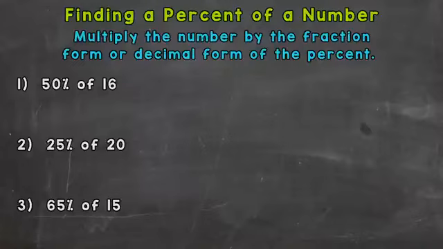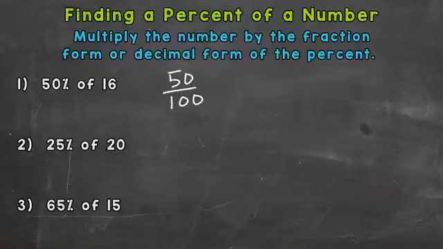And again, we need to multiply that 16 by the fraction form or decimal form of the percent. I will do both for number one. So let's do fraction form first. And the fraction form of 50% or any percent, you just put the percent over 100. Percent means per 100, so 50 hundredths.